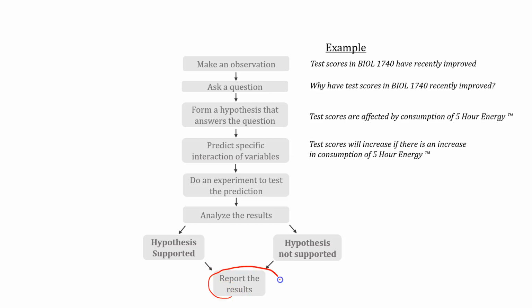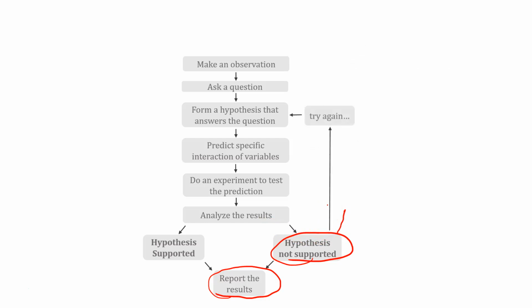So then it's important that you would report your results, let the scientific community know what you did and what you found, so that anybody that's interested in that topic can learn from what you've done. Now, if your hypothesis is not supported, one of the cool things about the scientific method is that it doesn't just end there. You're able to go back and try it again, right? So you go back and you modify your hypothesis to something else.